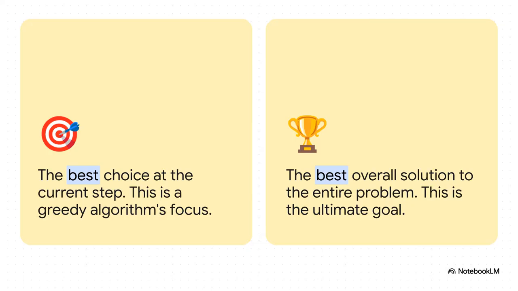And this brings us to the central challenge, the real puzzle of any greedy algorithm. It focuses on making a locally optimal choice, what's best for this one step. But what we really want is a globally optimal solution, the absolute best answer for the entire problem. So the million-dollar question is always this. Does making a series of easy, short-sighted choices actually lead us to the best possible overall outcome?